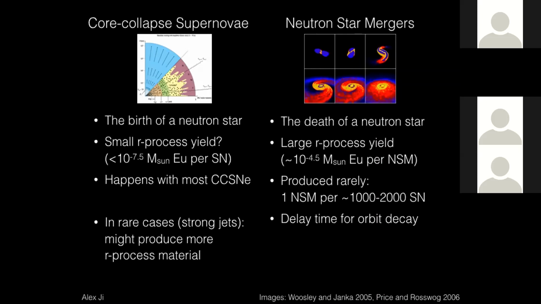One of the big issues with the neutron star mergers is that they have this delay time. So after you've formed this neutron star binary, you have to wait for it to inspiral. And traditionally, people thought that this is a pretty long amount of time.